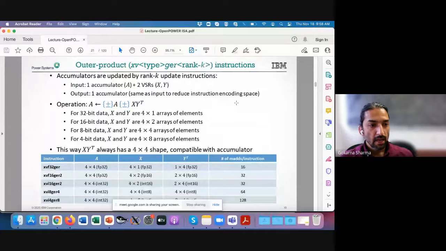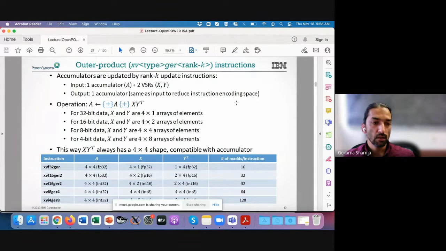Now we have outer product. So let's suppose you have the outer product definition. It will come later, so I will talk about outer product one. But you have this outer product instruction.